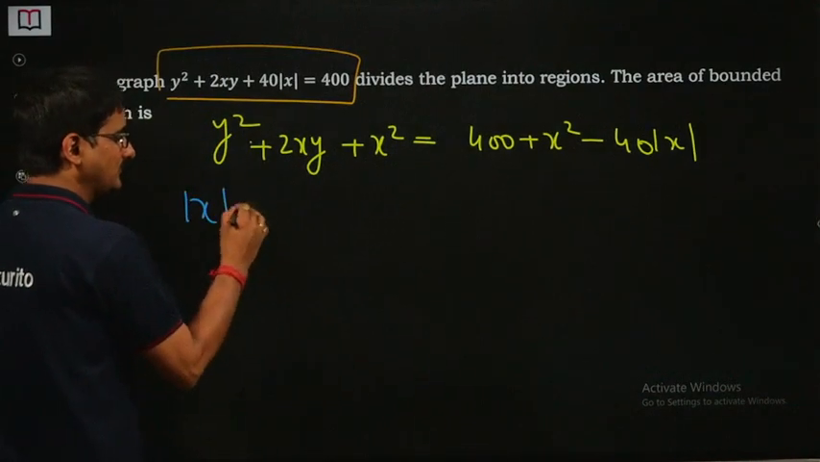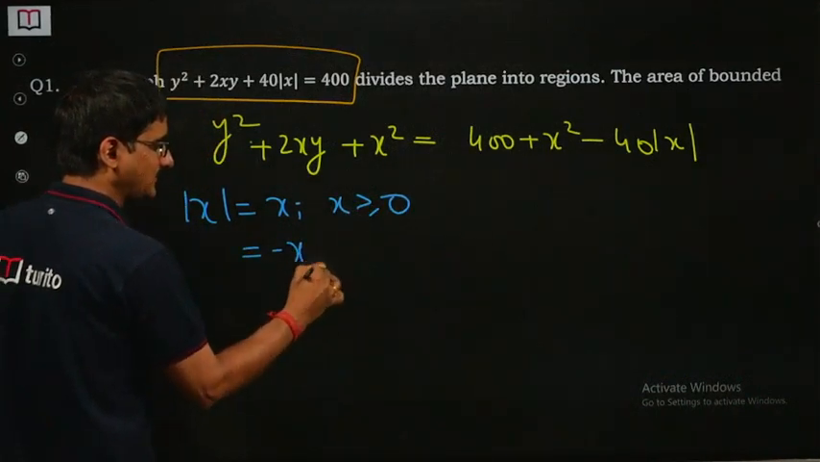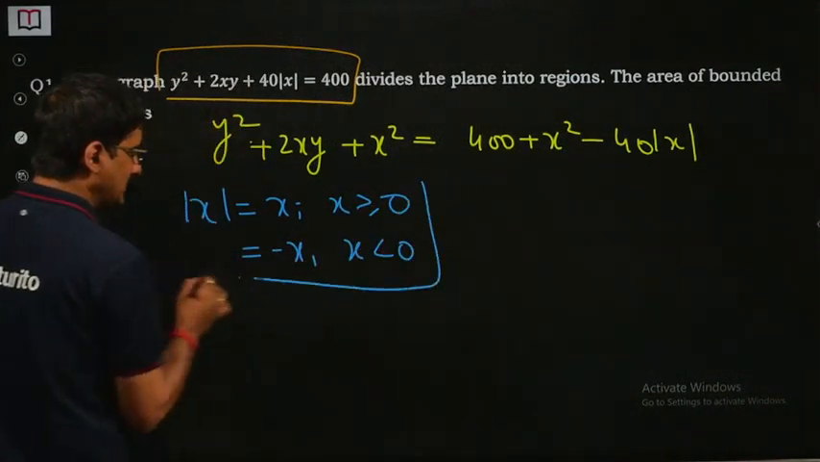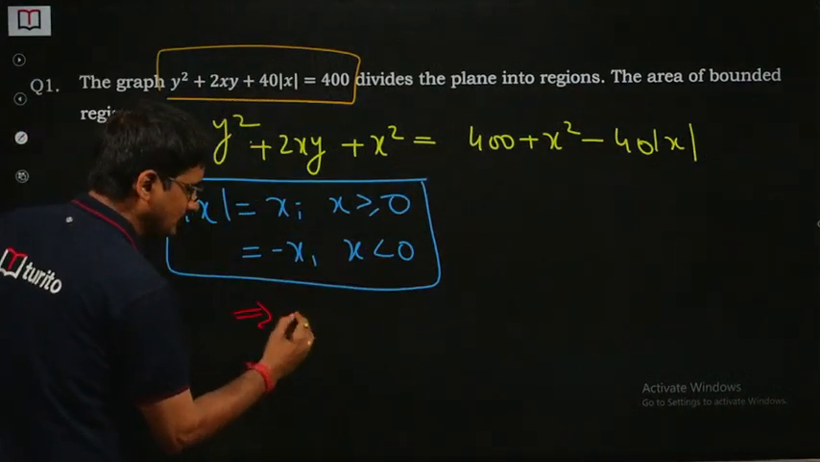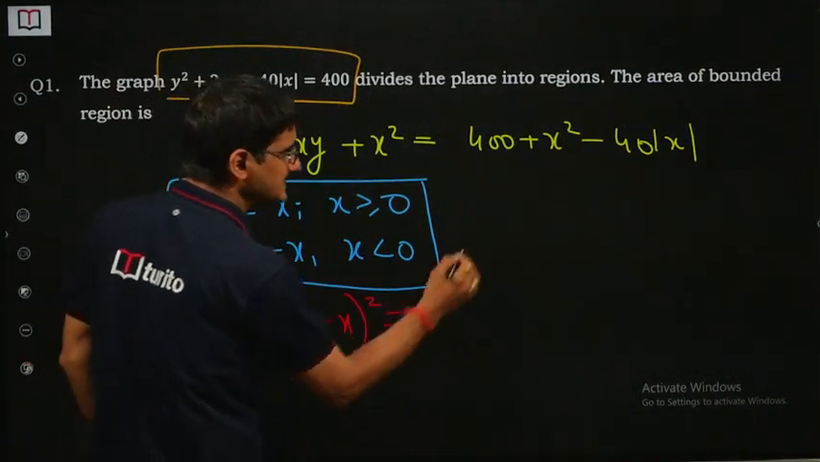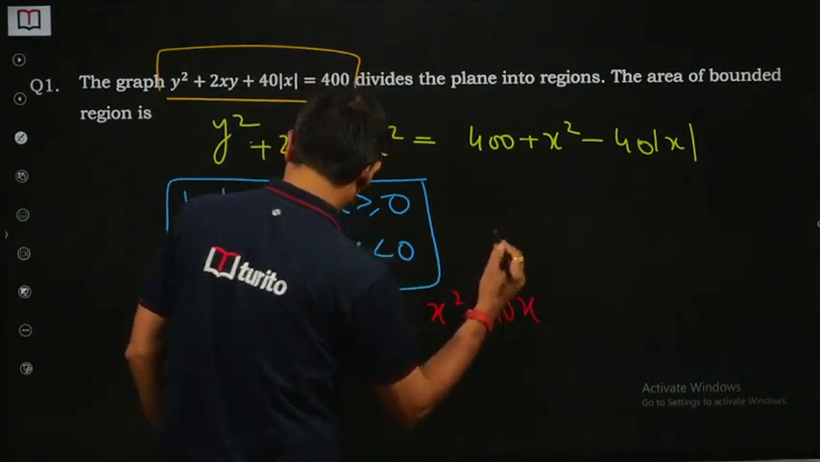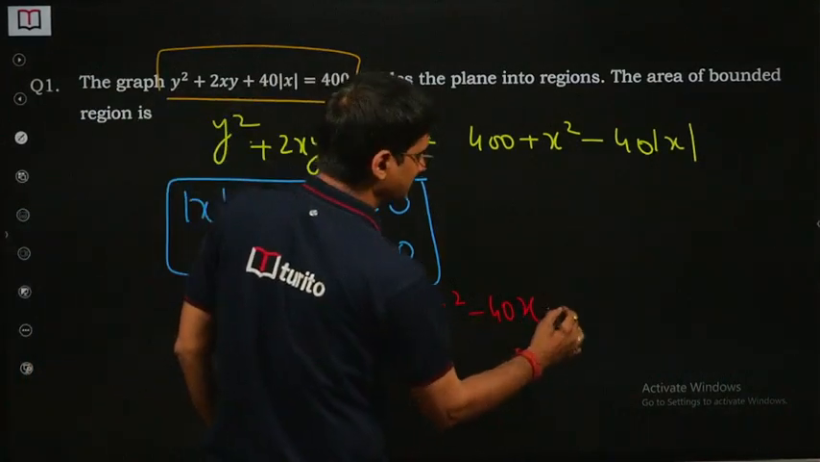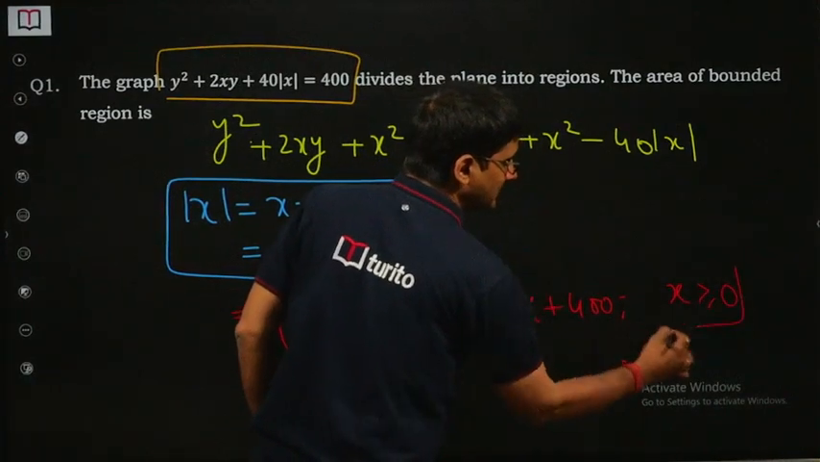Mod x, of course we know, is x when x is greater than or equal to 0, and minus x when x is less than 0. So that's your mod x here. Now put the value. This is a perfect square, so y plus x whole square equals x square minus 40x plus 400. We are solving this when I am considering x to be greater than or equal to 0.